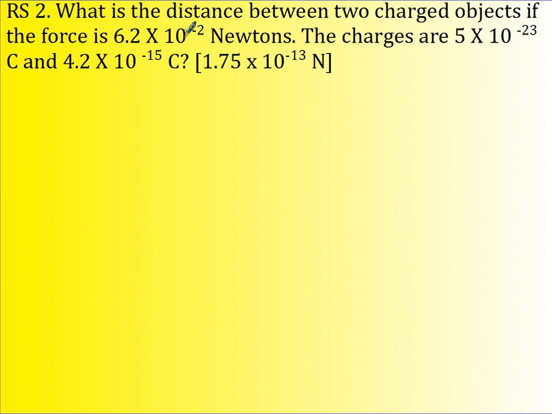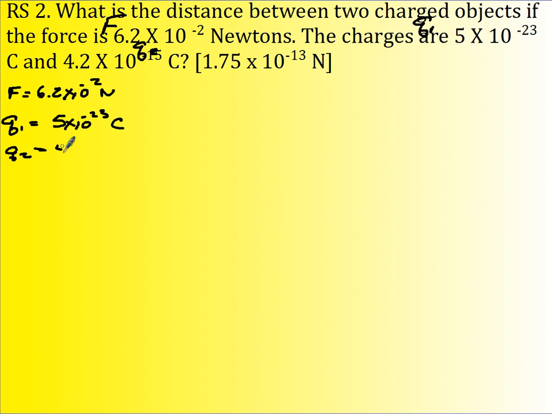Now what is the distance between two charges? If the force is 6.2 times 10 to the negative 2 newtons, and the charges are 5 times 10 to the negative 23, and 4.2 times 10 to the negative 15. Well, this is Q1, this is Q2. So I have F is 6.2 times 10 to the negative 2 newtons. Q1 is 5 times 10 to the negative 23 coulombs. Q2 is 4.2 times 10 to the negative 15 coulombs. So I know that I'm looking for D.